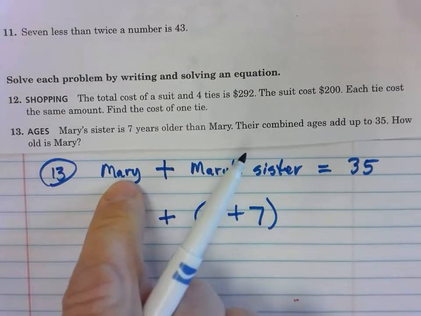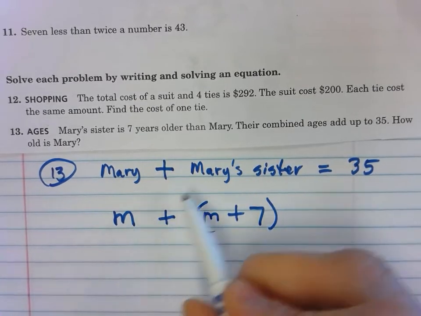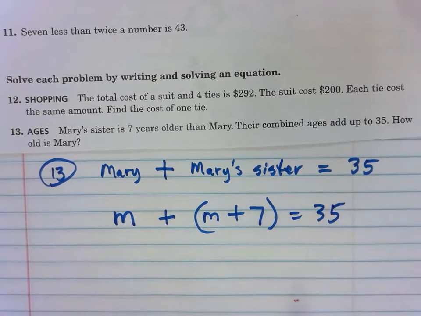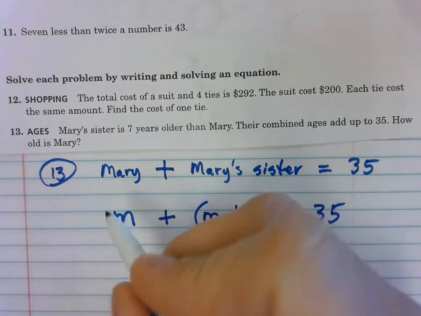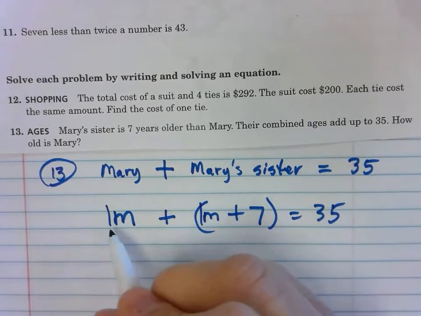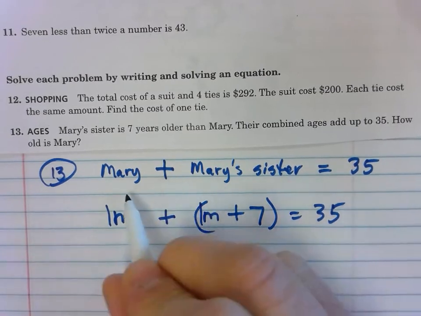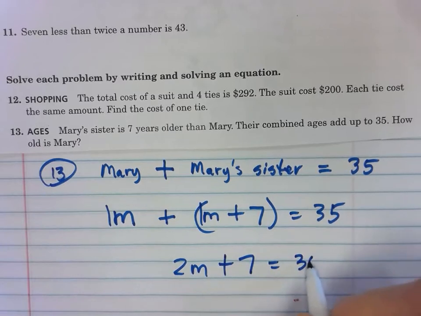Another way to think about it is you got Mary and Mary's sister. So you got 2 people in this problem. So you got an M for Mary and another M for the sister. Alright, so let's combine our like terms here. If you remember, there's no number in front of either one of these, so you could put a 1 if you wanted to. So 1M plus 1M is 2M. Again, that's standing for the fact we got 2 people in this problem. Plus 7 equals 35.